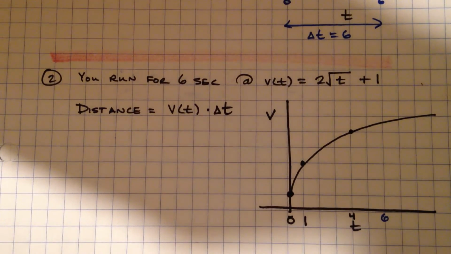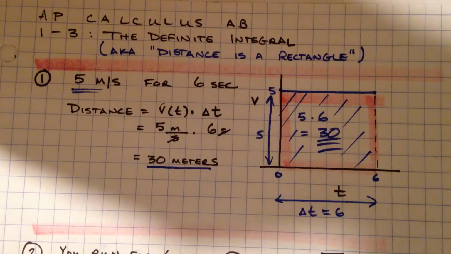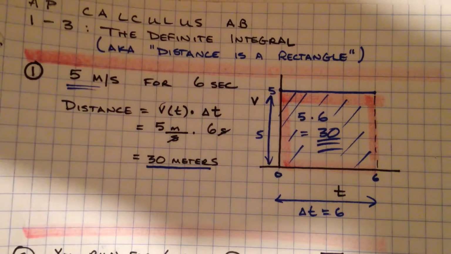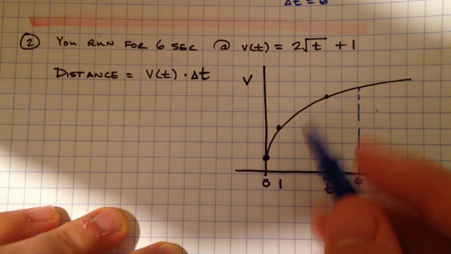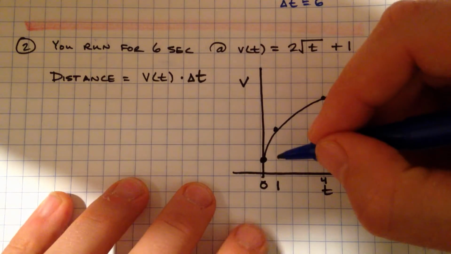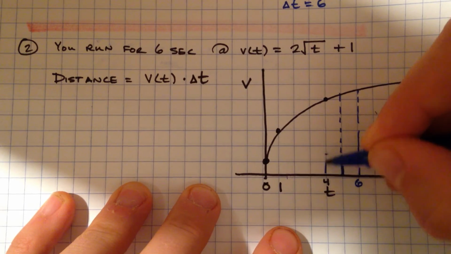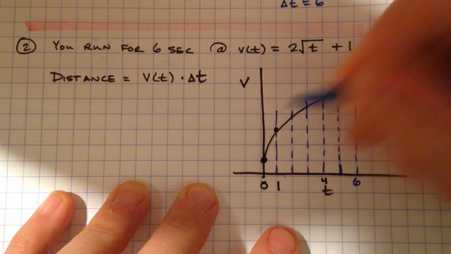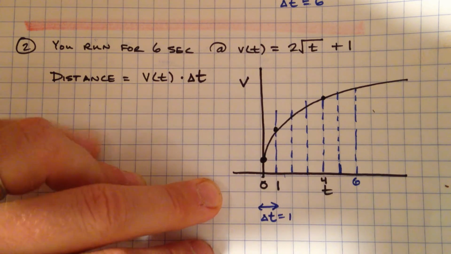Now, here's time 6. And just like in the last problem, where the area underneath our horizontal line gave the distance, the area under our curve is going to give us the distance because this is velocity multiplied by time. The thing is, since we don't know how to find the area of this, what I'm going to do instead is I'm going to break it up into little sections, so that each section has a width of 1.